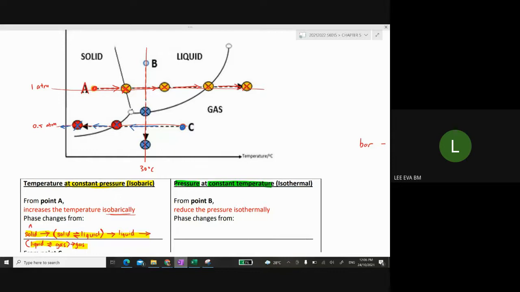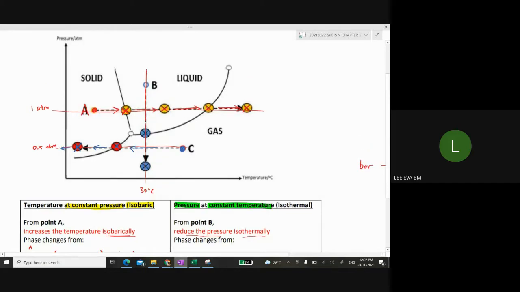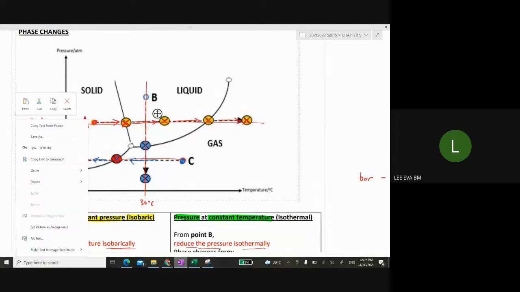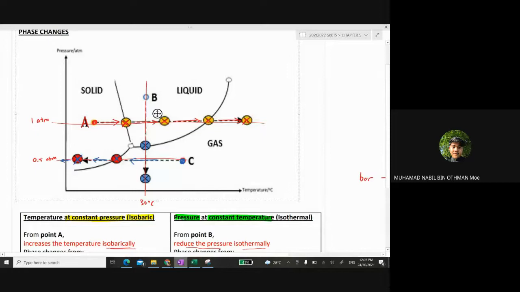So for the first example given, from point B, reduce the pressure isothermally, or reduce the pressure at constant temperature. Reducing pressure, is it from the top to the bottom or from the bottom to the top? What do you reckon? Reduce the pressure. Top to bottom. Sorry?